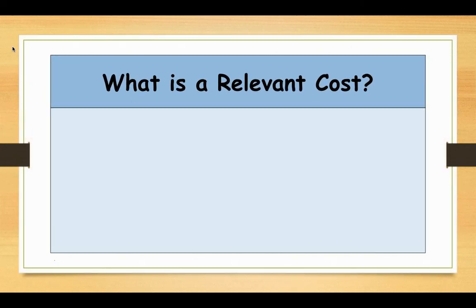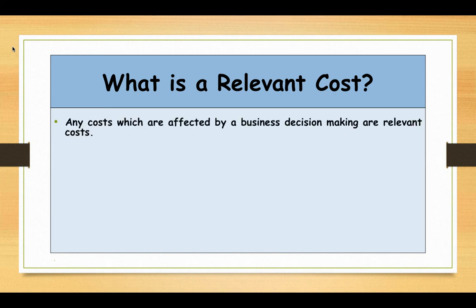We are going to see what is a relevant cost. Any costs which are affected by a business decision making are relevant costs. So in simple, relevant costs are avoidable costs when making business decisions. So you can avoid these costs if you don't make that particular business decision. And also these costs are future costs. As I have mentioned, these are avoidable cash flows.